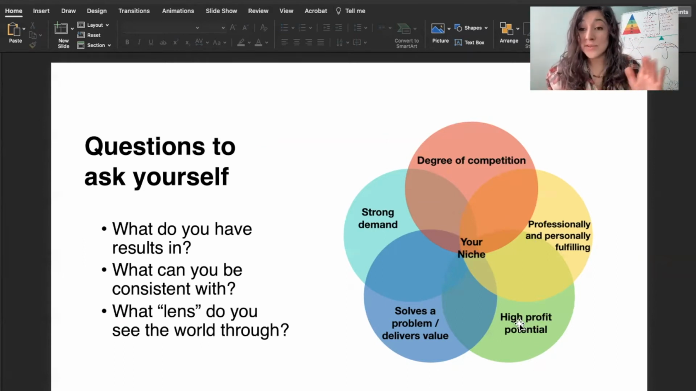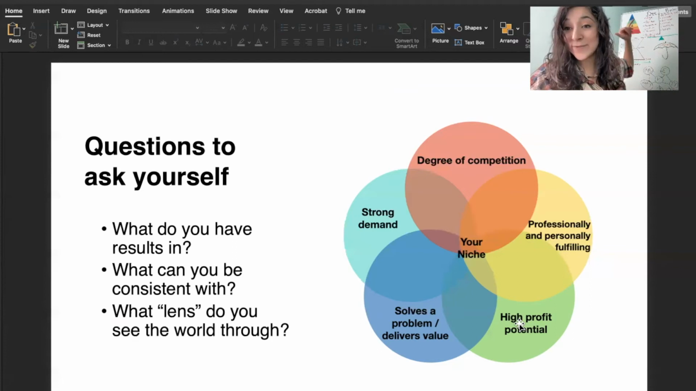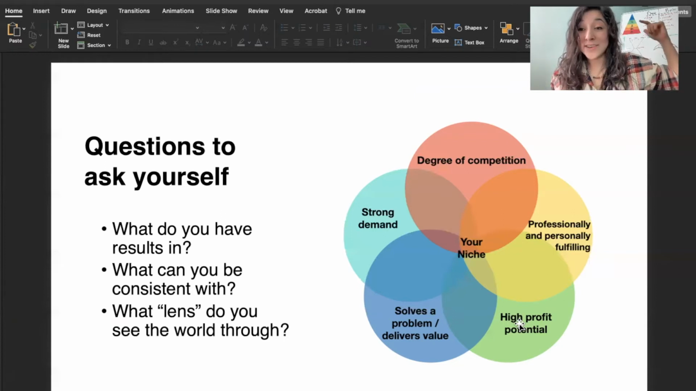Moving forward, is there high profit potential? As we know, we're going to really talk about this in week 4. But if there's not a high profit potential, then we just don't want an expensive hobby. We want to actually fill our cups first so that we can contribute beyond ourselves and really make that change in the world and help other people in the way we want to help them.